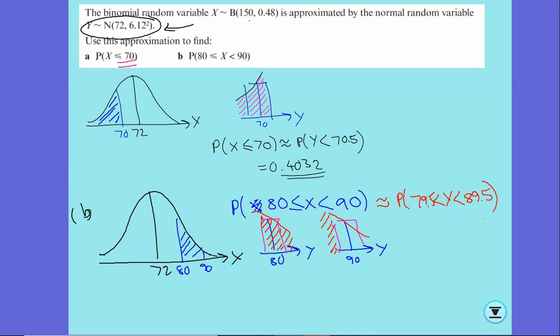So 79.5, 89.5, and it should remember the standard deviation and the mean, and that gives me 0.1081.